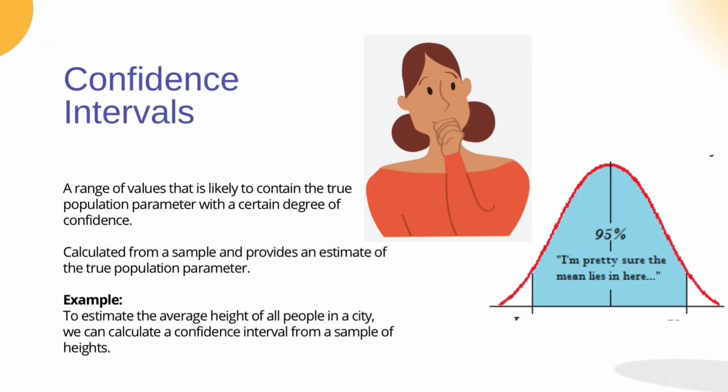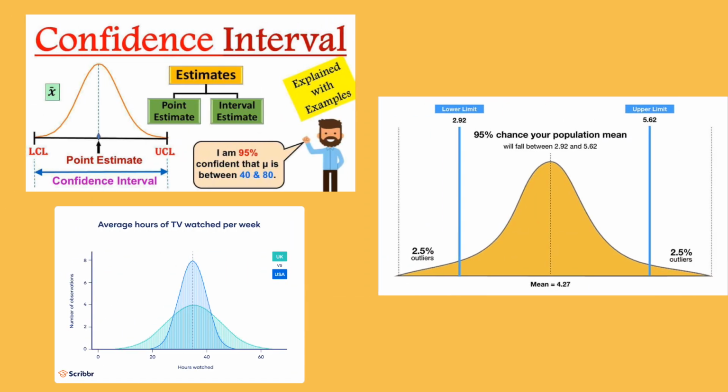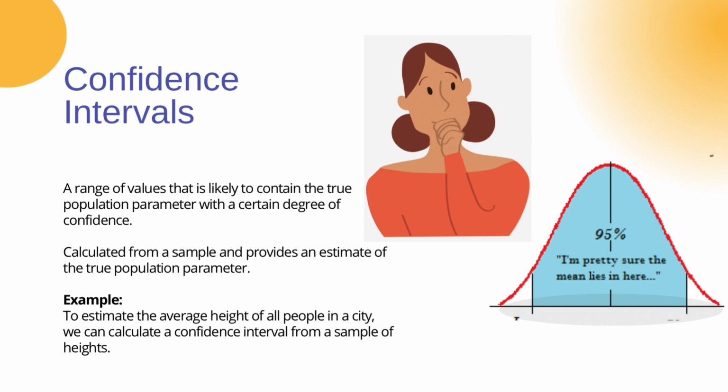Confidence intervals. A confidence interval is a range of values that is likely to contain the true population parameter with a certain degree of confidence. It is calculated from a sample and provides an estimate of the true population parameter. Just like hypothesis testing, confidence intervals are important because they allow us to make inferences about a population based on a sample. For example, if we want to estimate the average height of all people in a city, we can calculate a confidence interval from a sample of heights.